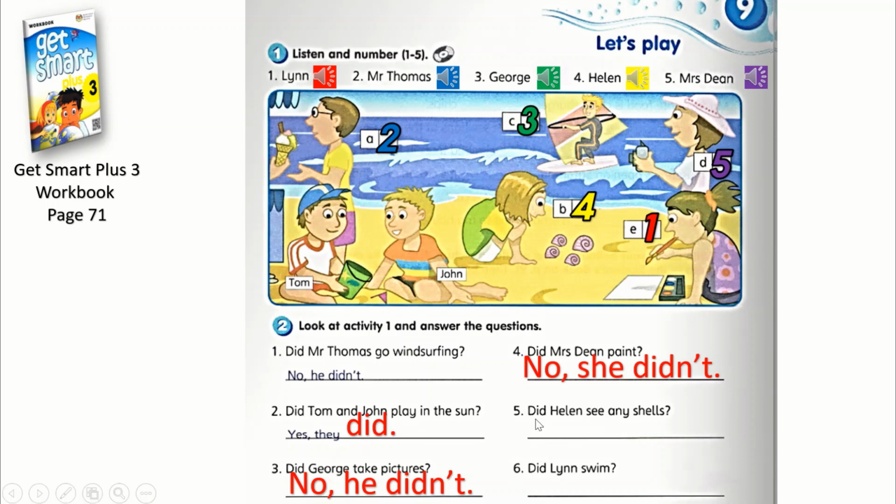Number 5. Did Helen see any shells? Which one is Helen? Number 4. This girl is Helen. So did Helen see any shells? So Helen is a she. So we put the answer. Yes, she did.